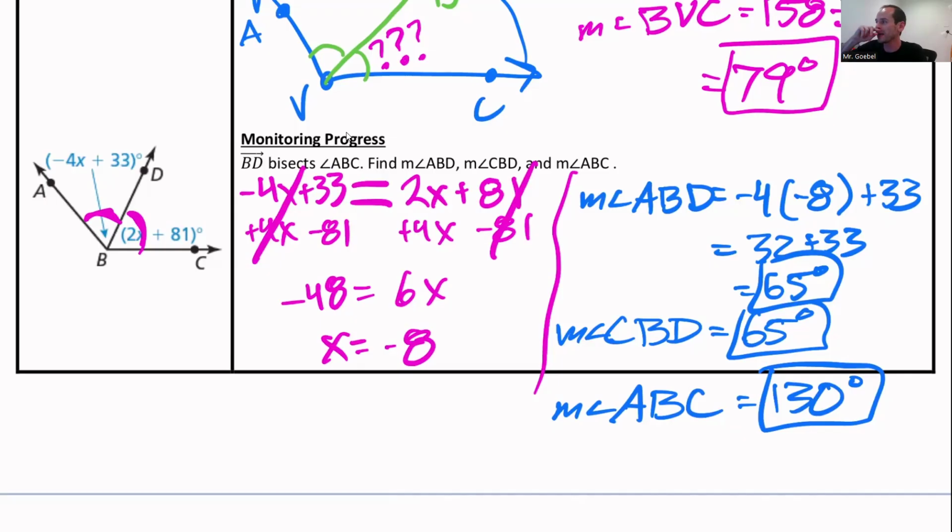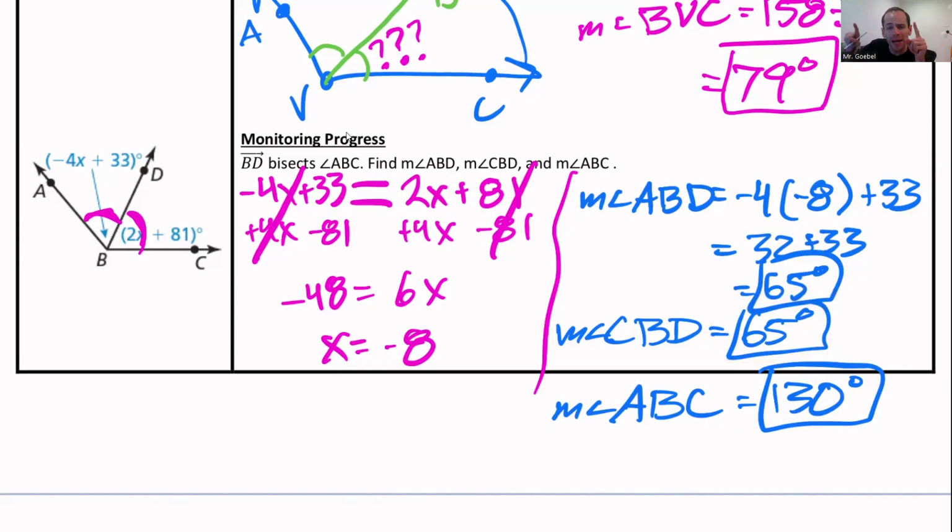When we plug it back in, though, we should get a positive angle. In this class, you're never going to have a negative angle. All right. It's not going to happen. If you do, you must have goofed somewhere earlier. So when I plug that negative 8 back in, negative 4 times negative 8, that's a positive 32 plus 33 gives me 65. And you notice how once I find one of them is 65, I didn't show any work at all for the second one.